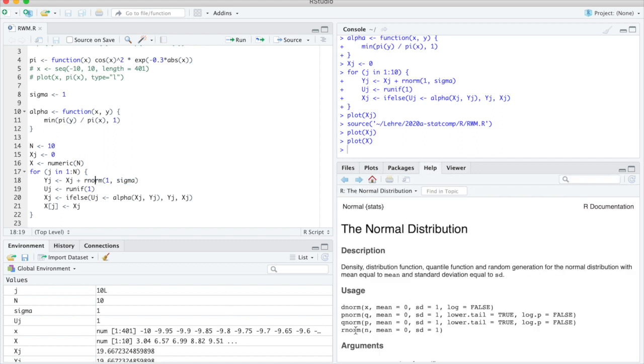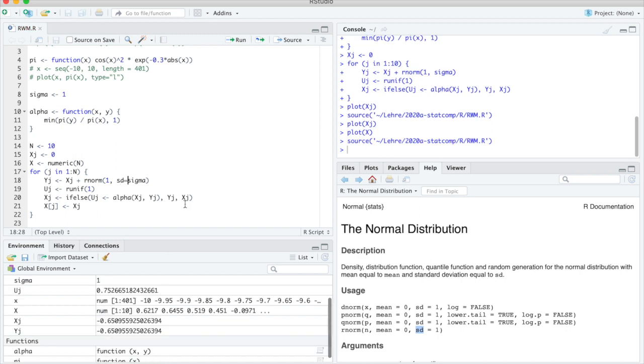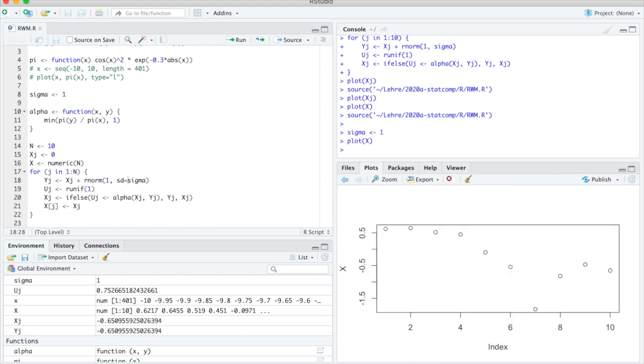rnorm has two arguments, mean and standard deviation. And I accidentally set the mean to sigma rather than the standard deviation. So let's do it like that. I'll say the standard deviation is sigma, plot x. That looks more like what I imagined. So that process moves around and it's not going too far from zero. So to get a better look, let's do 1000 steps and let's do plot x, type is l.